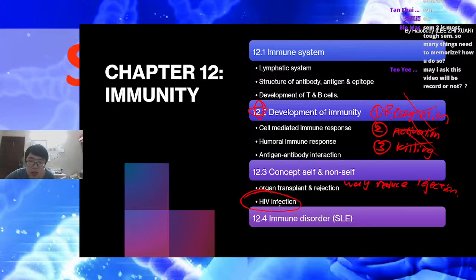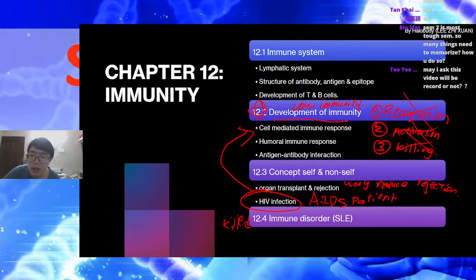Organ transplant and then also what type of rejection and also the way to reduce rejection. And then the final one is HIV infection. AIDS. HIV. AIDS patient. The mechanism of HIV infect our body. Because if they infect, it will affect our development of immunity. So if you know the mechanism of HIV infection, then you will know that why the HIV is very critical to be killed. And also why that patient, if they already infected HIV, then the people normally they not die because of HIV, they die because of low immunity.